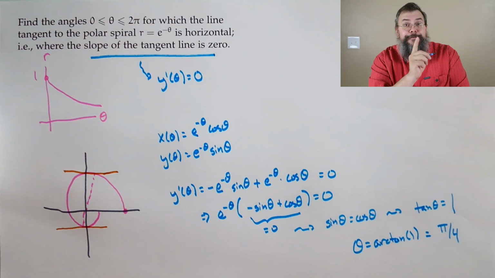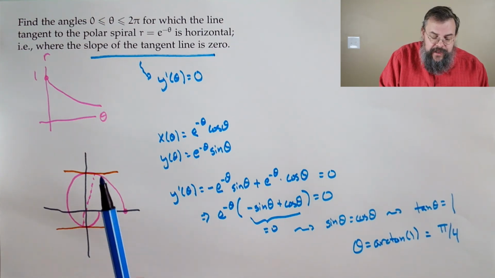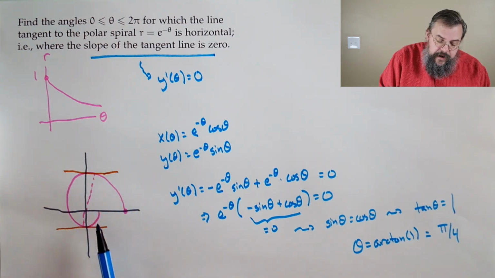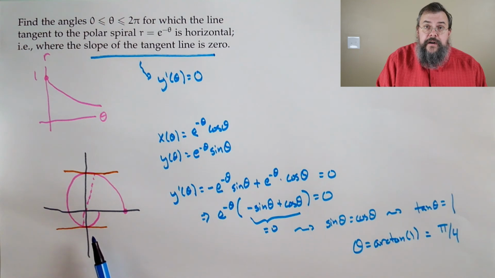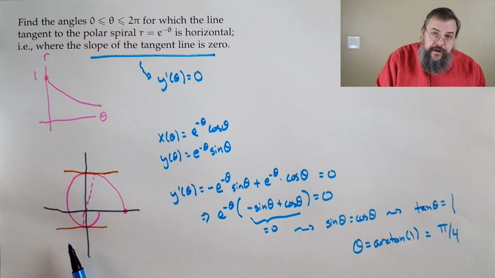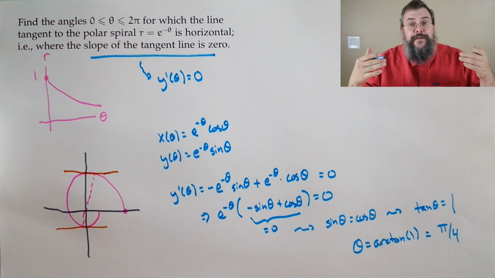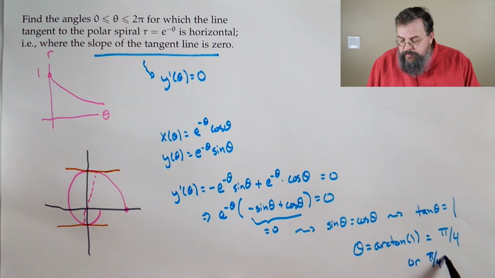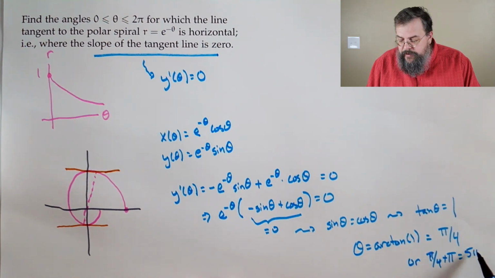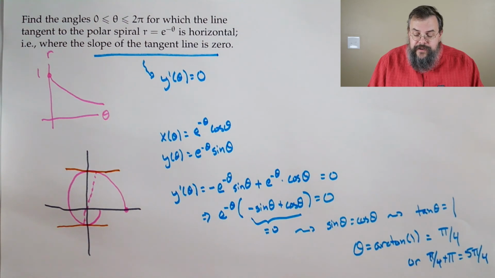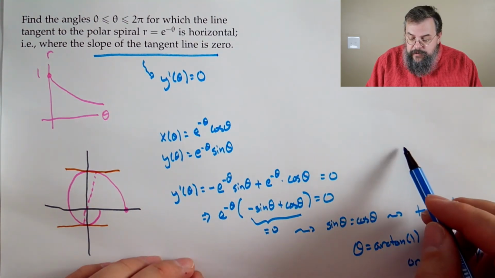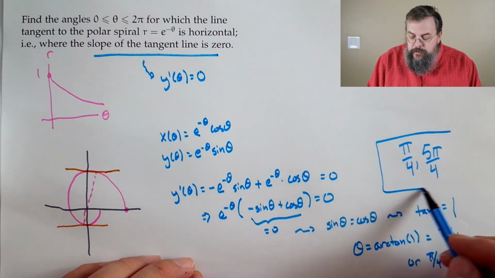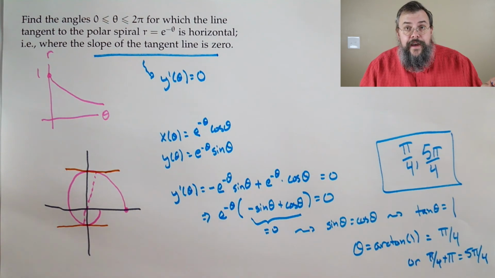Well, that gives us pi over 4. But then we say, whoa, hold on. Arctangent only covers half. And so where's the other half? See, arctangent only goes from negative pi over 2 to pi over 2. So the other half is over here. The way you get that is you add pi. So pi over 4 plus pi gives us 5 pi over 4. And therefore, our answer for what values of theta, we have pi over 4 and 5 pi over 4. So, well, that's it. That's the answer.